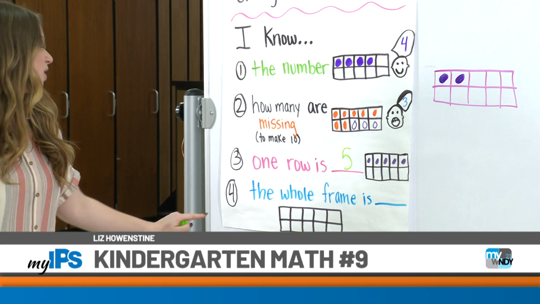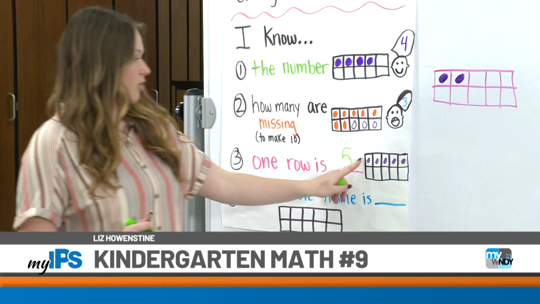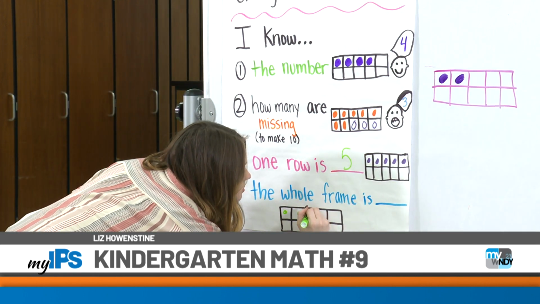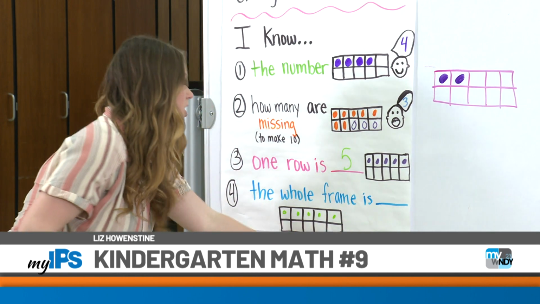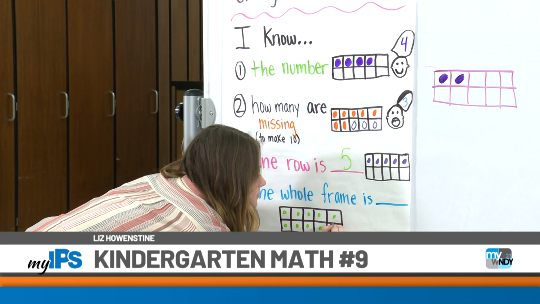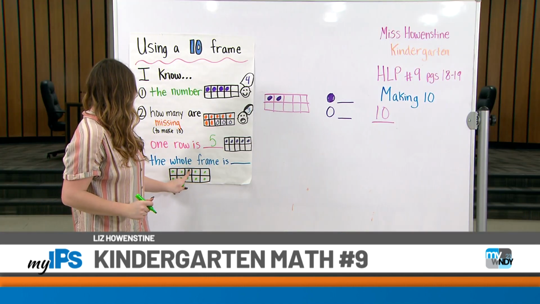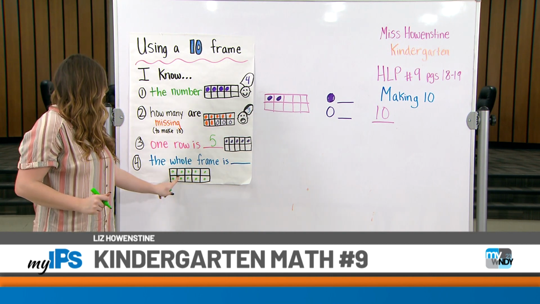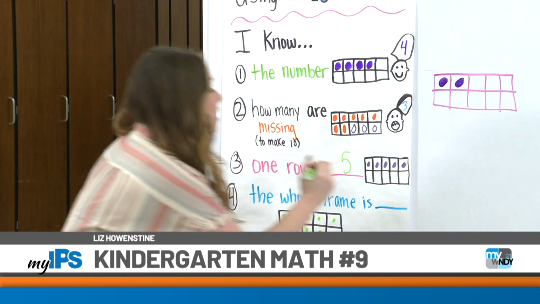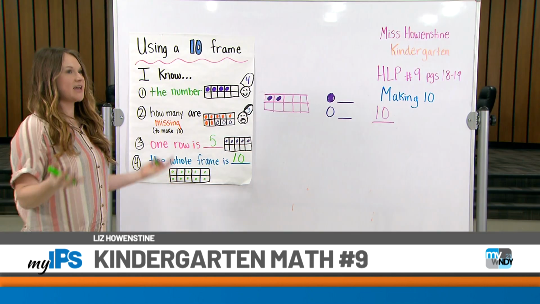And then I know the whole frame is, so the whole 10 frame. If our one row is 5, let's draw that 5 again. 1, 2, 3, 4, 5. So that's one row. Let's go to our next row. Okay, so the whole frame is, well, let's count. 1, 2, 3, 4, 5, 6, 7, 8, 9, 10. We know that the whole frame is 10. The whole 10 frame equals 10.